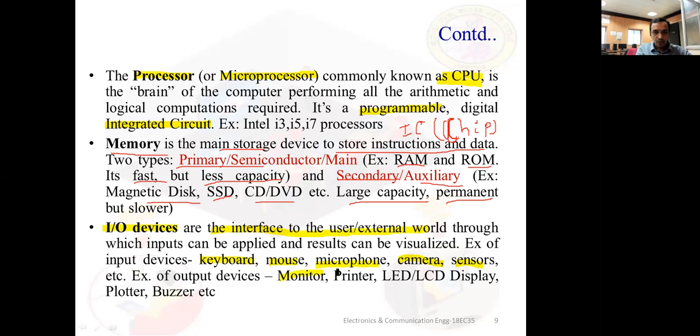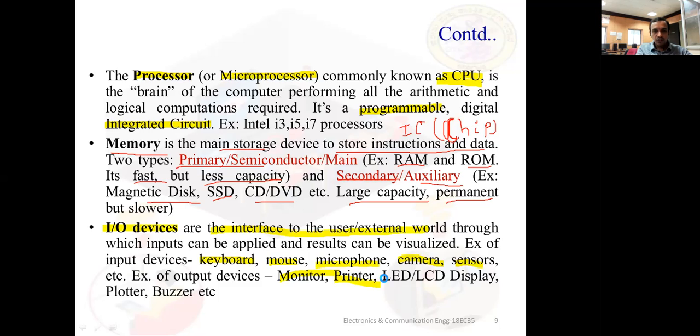Similarly, examples of output devices. For example, the monitor of your computer itself is an output device. Your printer is an output device. Or in railway stations and all, you see displays with LEDs, LCDs and all. They are all output devices. So there are a lot of practical examples which you can think of for input-output devices.